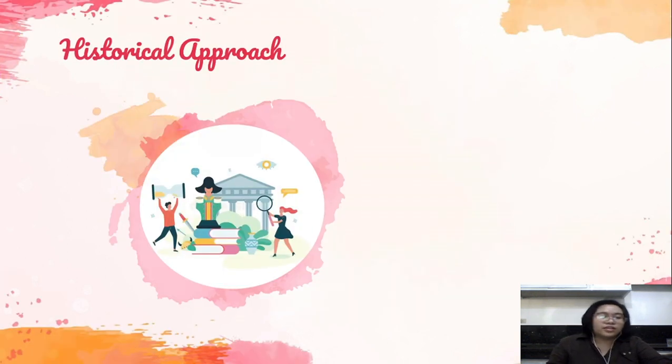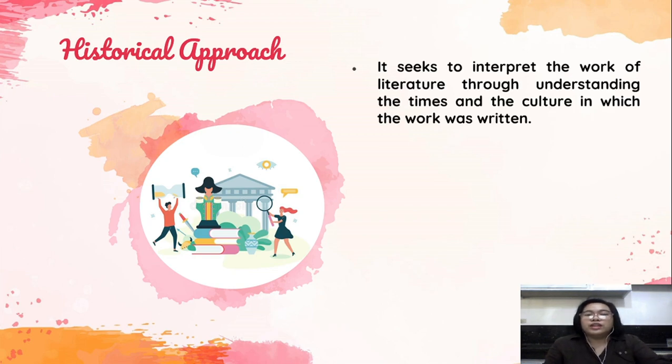First is the historical approach. The following approaches that we will briefly discuss can be applied for critiquing literature or when analyzing a literary text. So first is the historical approach. It seeks to interpret the work of literature through understanding the times and the culture in which the work was written. This approach requires the critic's understanding of the work's times and culture, including the events, the experiences, and the life of the author, to be able to interpret the text.